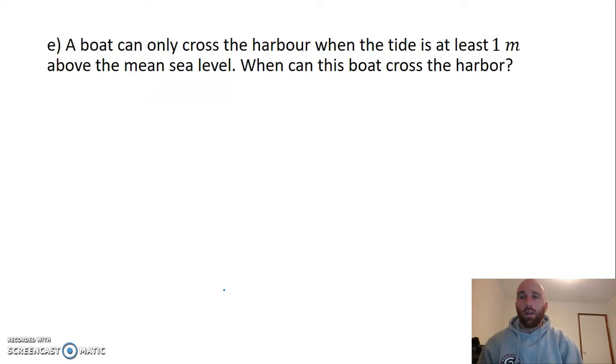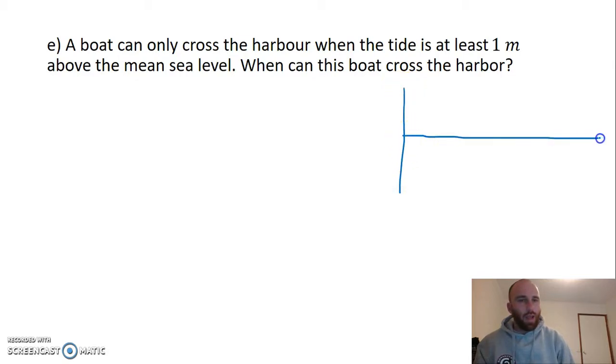The last one, for E, the boat can only cross the harbour when the tide is at least 1 metre above the mean sea level. When can this boat cross the harbour? So what you need to do is visualise what we're looking at. As we have our graph, remember our graph from the slide before, we got 1 and 2. Remember that was 24 hours, that was 12, so that would be 6, that would be 18. Remember that peak was 4. This boat can only cross when the tide is at least 1 metre above the mean.